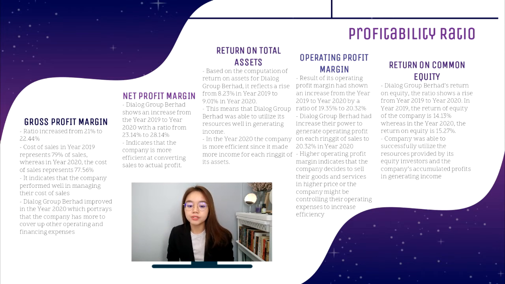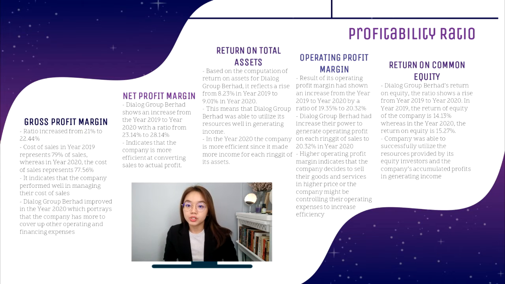Nonetheless, the cost of sales in the year 2019 represents 79% of sales, whereas in the year 2020, the cost of sales represents 77.56%. Thus, in terms of managing cost of sales and generating gross profit, Dialog Group Berhad performed better in the year 2020 than in the year 2019. Practically, the higher the gross profit margin is, the better, because it means that the company performed well in managing its cost of sales. Next would be the operating profit margin.